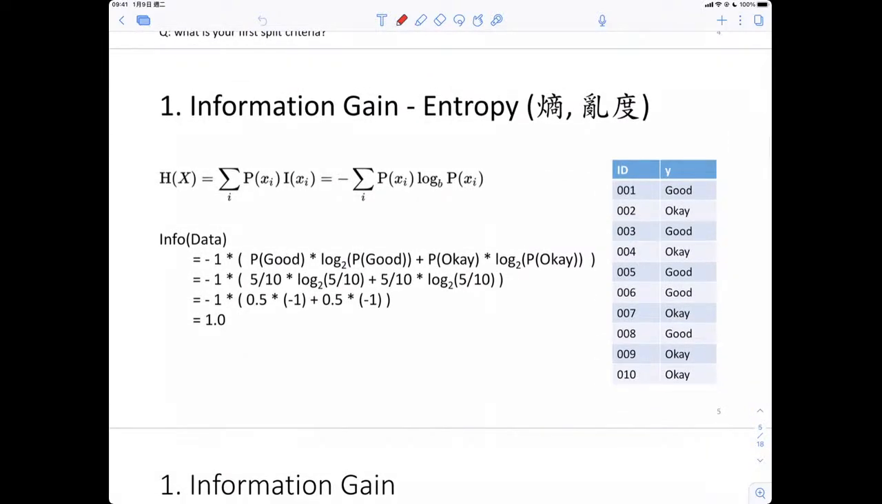The theory behind information gain is entropy. Entropy, in Chinese it is called 熵, which means the degree of disorder. Okay, so first, we take a look at Y, which is our target. Among our 10 data points, we have a lot of good and a lot of okay, right? So we would like to calculate the entropy of Y. How do we calculate the entropy? Here it is.